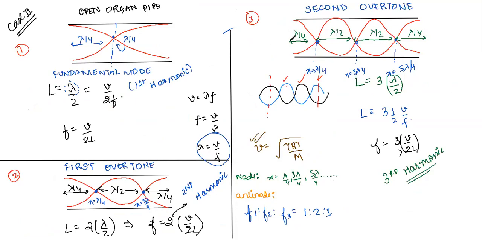Anukriti, try telling me this first one. Here, the first antinode is formed at x is equal to 0. Very good. What about the second antinode? This second antinode is at lambda by 2. Very good.